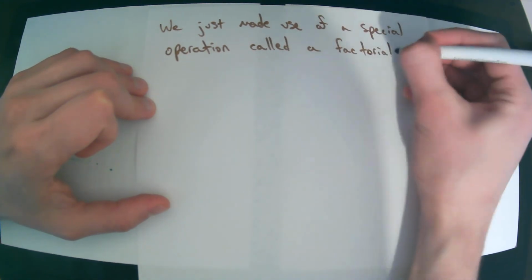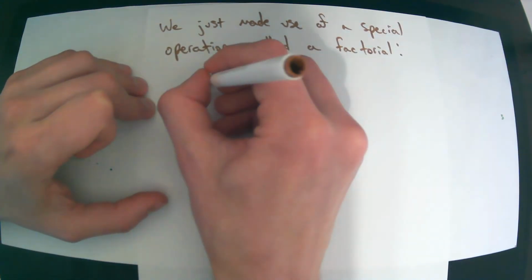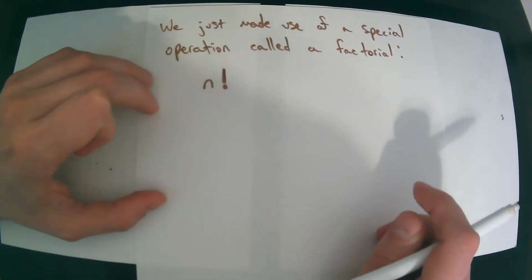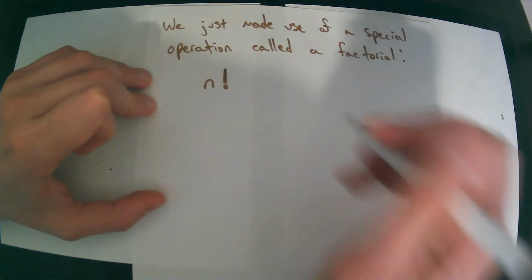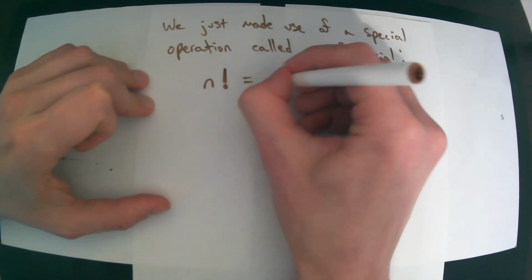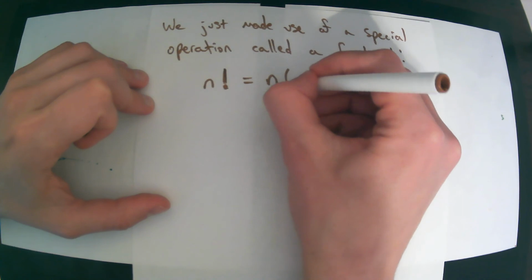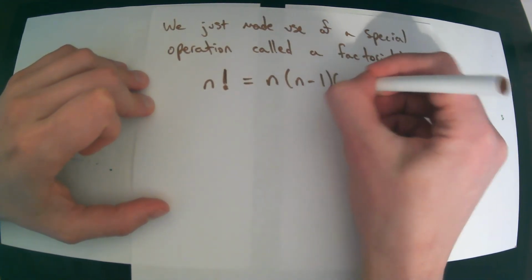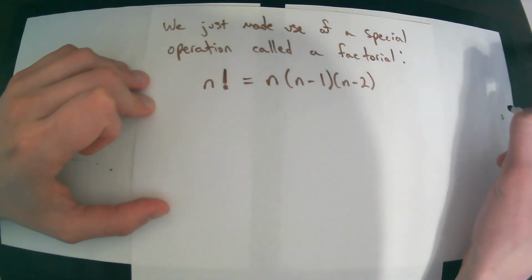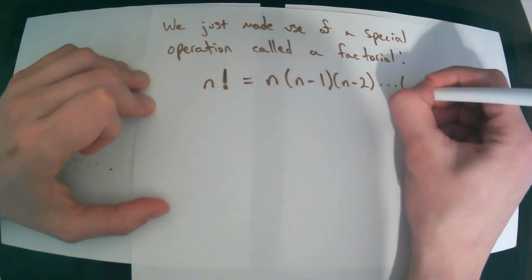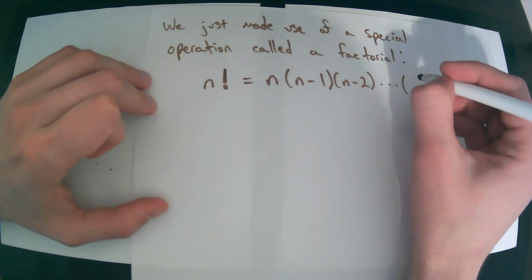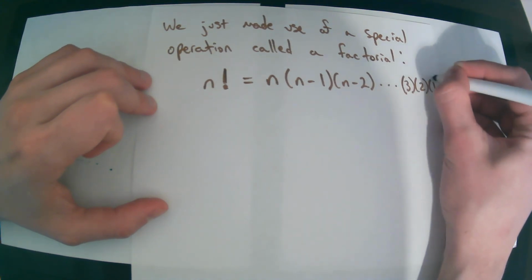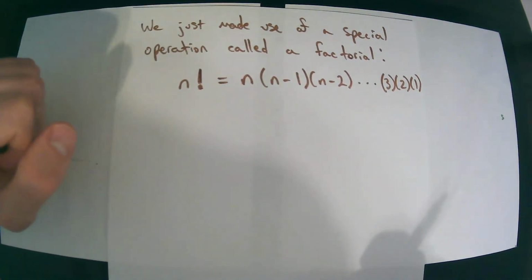You probably have this button on your calculator. n factorial, with n just being some arbitrary number and then an exclamation point. n factorial is equal to the number n times the number n minus 1. So if this is 7, then this would be 6, and then n minus 2, etc., all the way down until you get to 1.